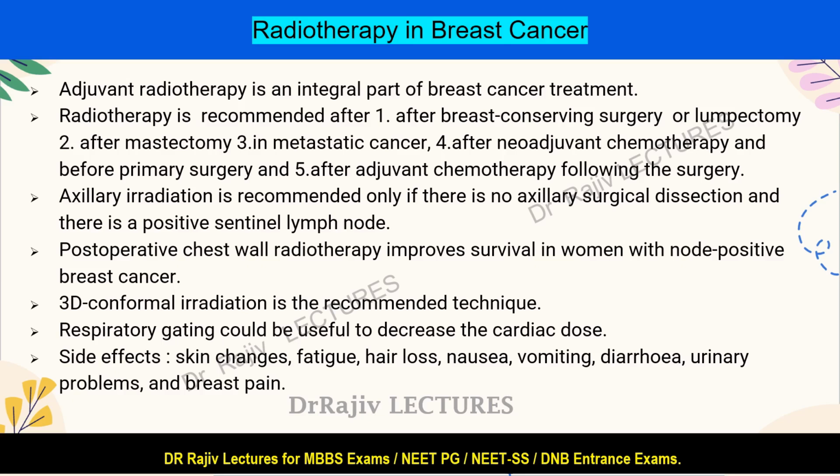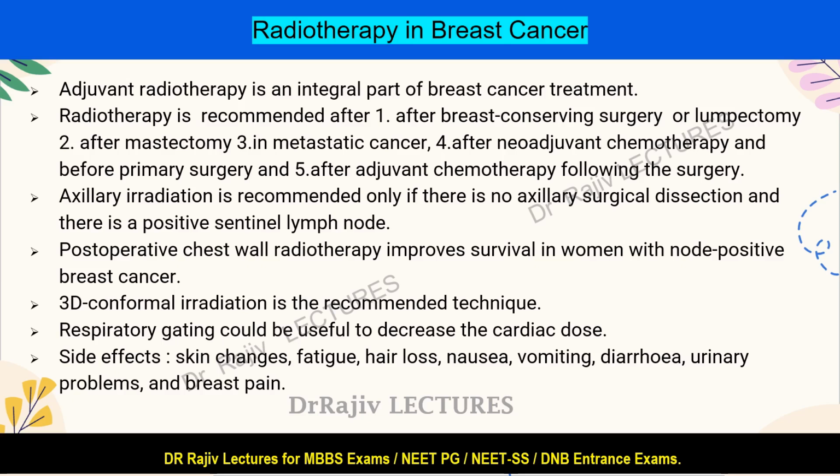Radiotherapy is recommended after breast conserving therapy or lumpectomy to reduce the risk of cancer recurrence in the breast and nearby lymph nodes. After mastectomy, especially if the cancer was large, has spread to many lymph nodes, or the resection margins are positive. If the cancer has spread to other parts of the body, such as bones, spinal cord, or brain. After neoadjuvant chemotherapy and before surgery to downstage the disease, and after adjuvant chemotherapy following the surgery. For ductal carcinoma in situ, adjuvant radiotherapy must also be performed after lumpectomy.